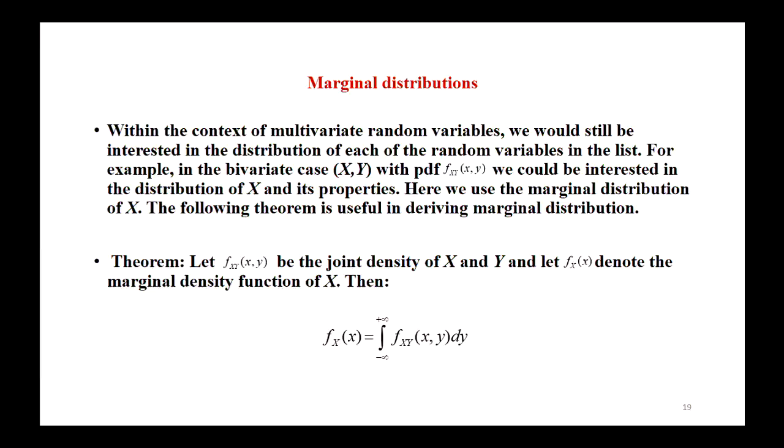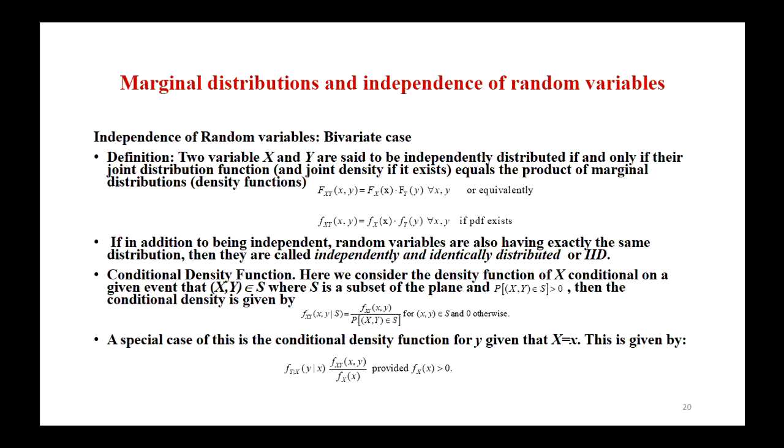Okay, good. Let us go back to the desktop. How are we doing? 15 minutes, all right. So, we've now proven what we probably all know: to get the marginal from the joint, we integrate with respect to the other variable. How then do we talk about independence in the bivariate case?